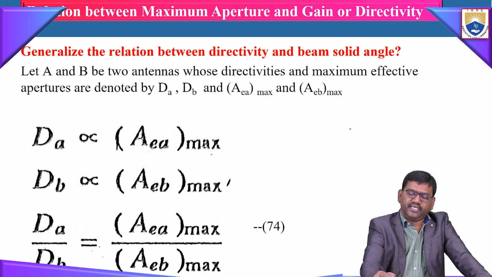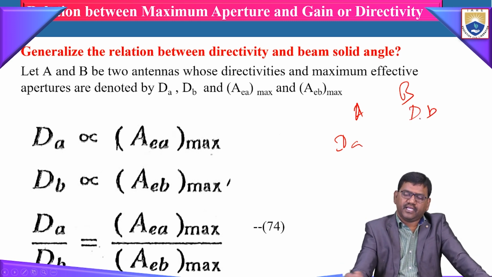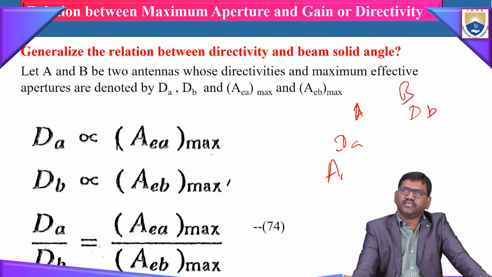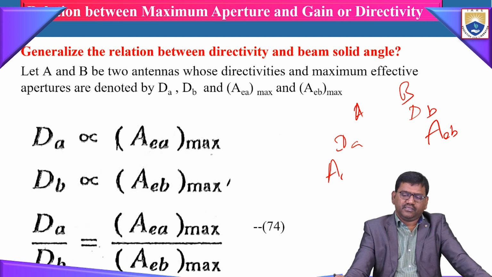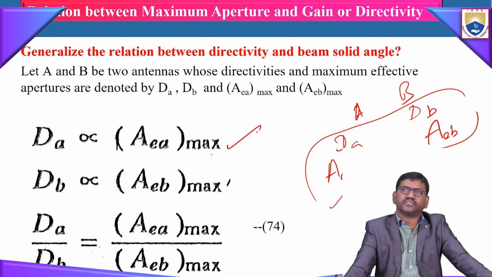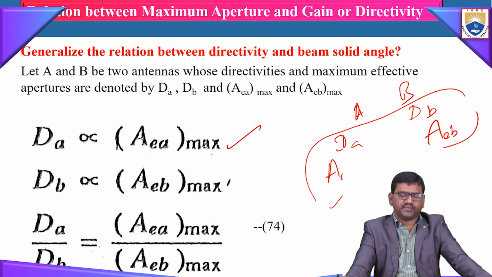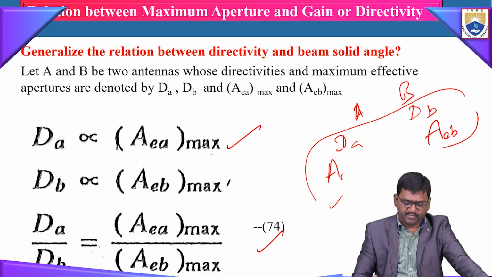Let us assume two antennas A and B. Let DA be the directivity of antenna A and DB the directivity of antenna B. Assume AEA as the effective aperture of antenna A and AEB as the effective aperture of antenna B. Based on these specifications, DA is proportional to AEA max and DB is proportional to AEB max. From these two, we can simplify as DA by DB is equal to AEA max by AEB max.